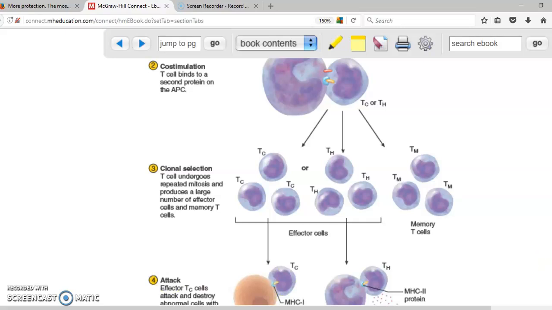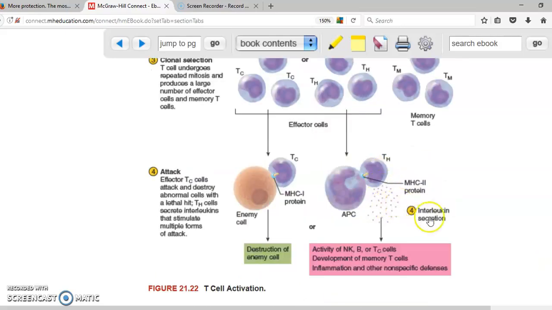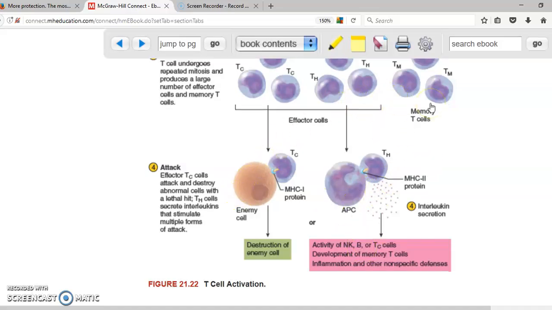The T helpers are going to release interleukin. This interleukin is going to initiate or enhance the activity of natural killers, B cells, and cytotoxic T cells, necessary in order to enhance the response against the microorganism. T memory is going to help us by providing memory. So next time we get the same infection, the response is going to be not only faster, but bigger. Okay, so let's keep scrolling down.